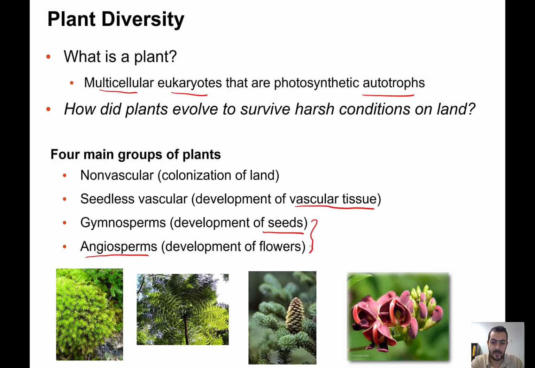As you can see, these two types, the Gymnosperms and the Angiosperms, have seeds, and the seed helps the dispersal of plants. So as you can see, by moving through this evolutionary pathway, the plants became more capable of colonizing the land, and more capable of spreading in different areas of the land.